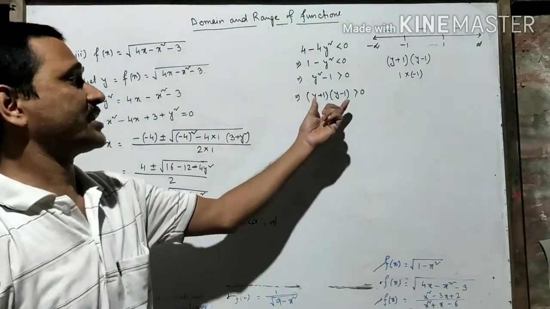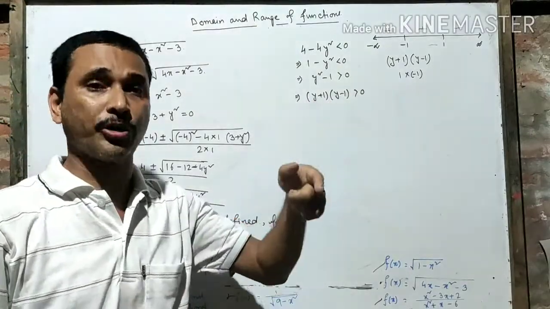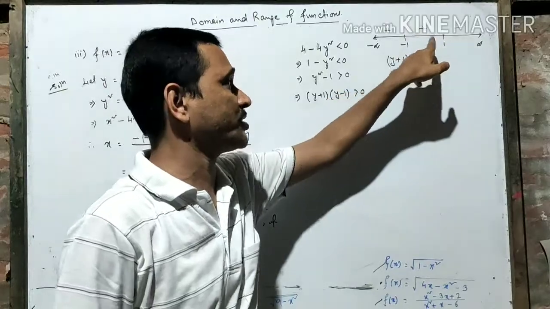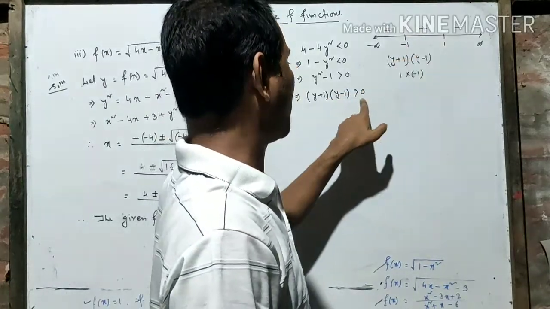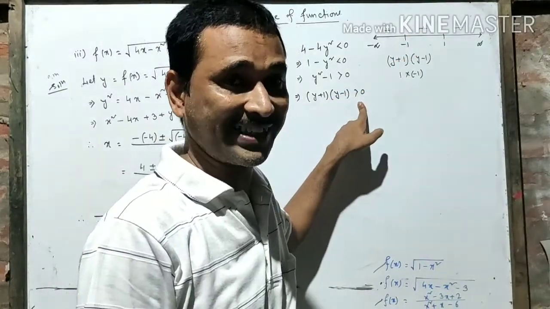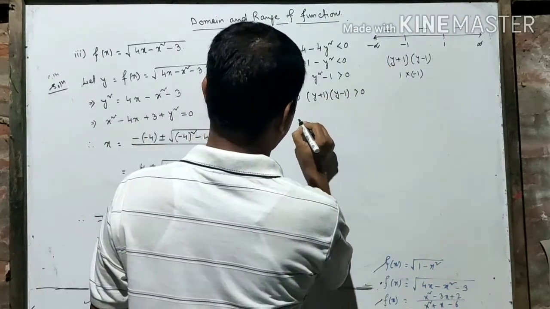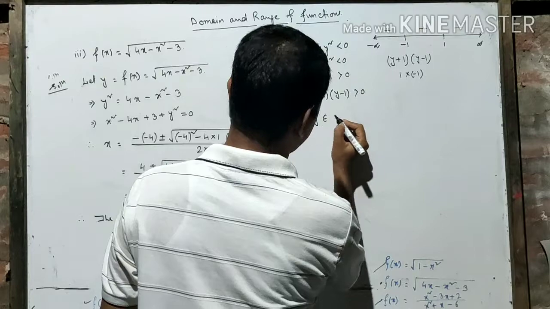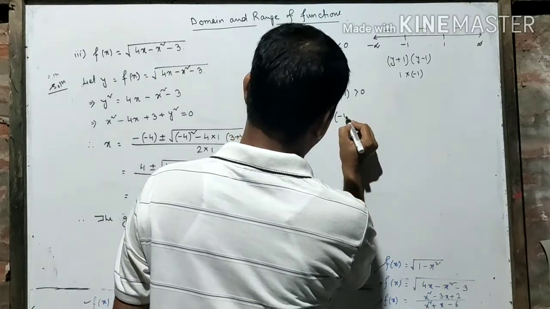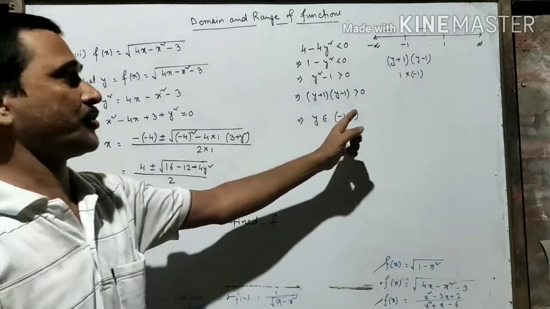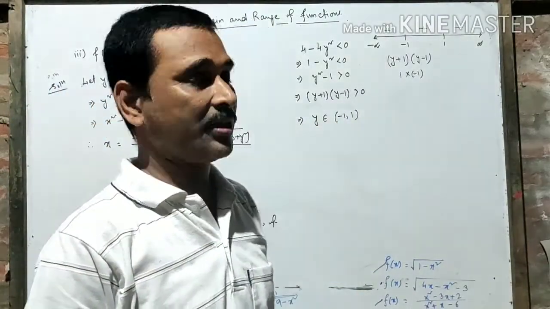But what is given? Greater than 0. That means positive. We have to find where the function is positive. So where is it positive? It is positive in the minus 1 to plus 1 open interval. No equal to sign is there. So it will be open interval. This implies y belongs to, the solution is minus 1 to plus 1. Therefore the function is undefined in the open interval minus 1 to plus 1.